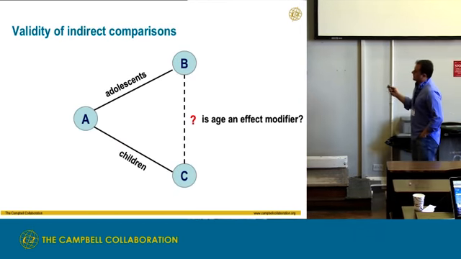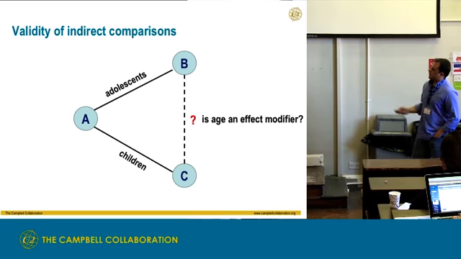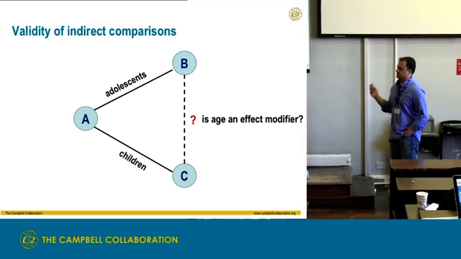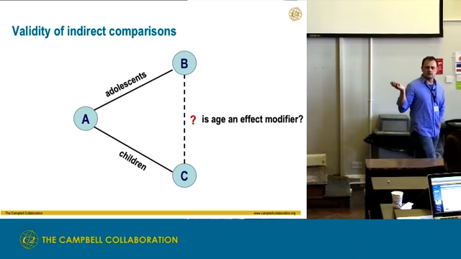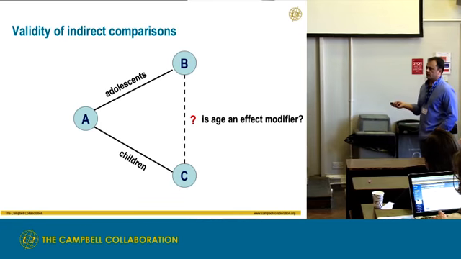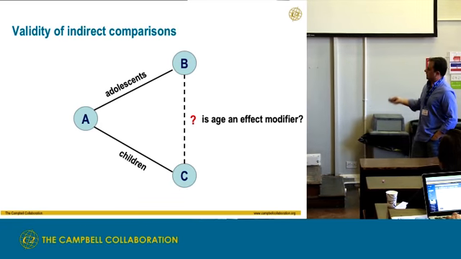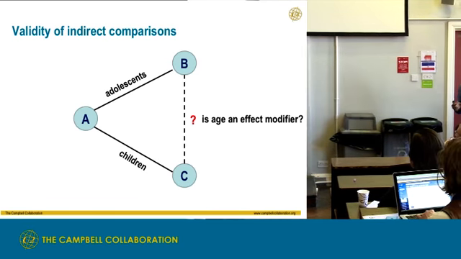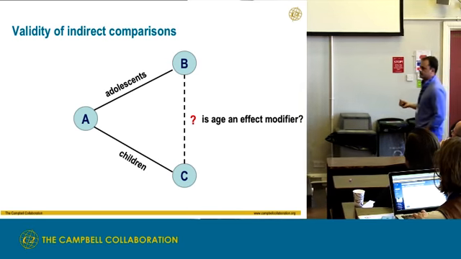So suppose now again that I have A, B, and C. AB studies are in adolescents, AC studies are in children. So would transitivity hold here? So the main question is, is age an effect modifier? So the effectiveness depends on age.